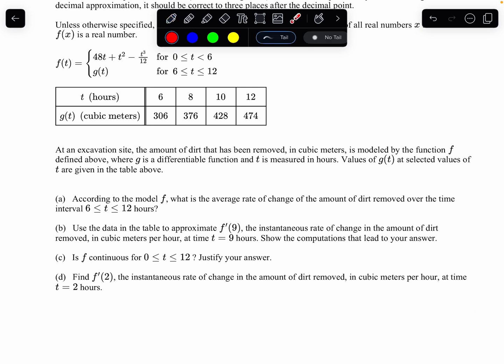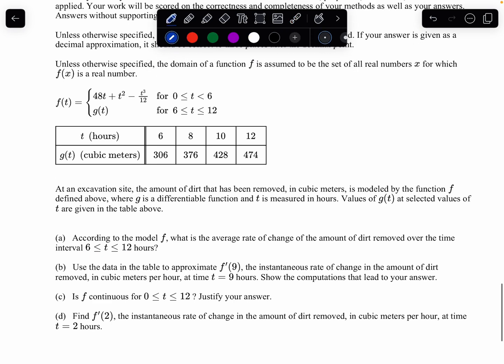So, at an excavation site, the amount of dirt that has been removed in cubic meters is modeled by the function f defined above, where g is a differentiable function, so g of x is referring to the table and this part of the piecewise function. Where g of t at select values of t are given in the table above. According to the model of f, what is the average rate of change of the amount of dirt removed over the time interval from 6 to 12?